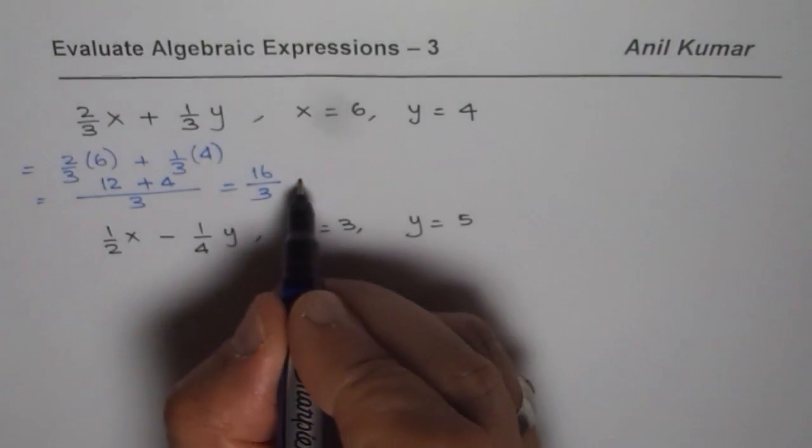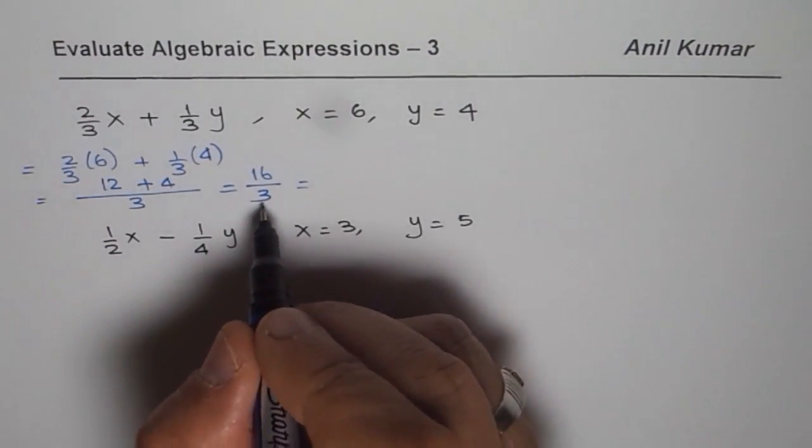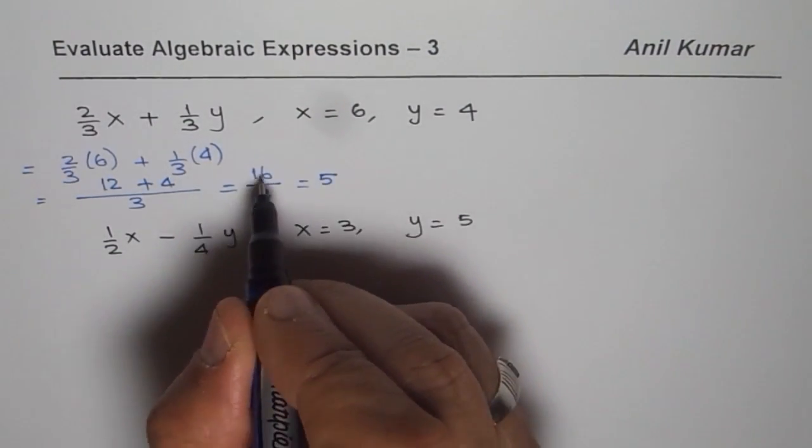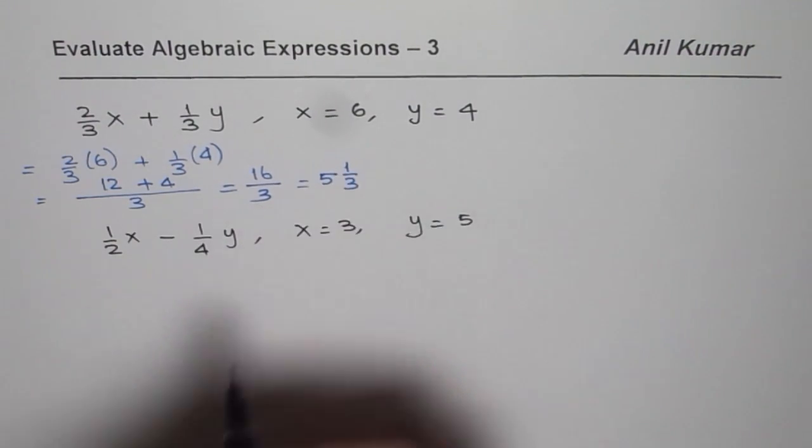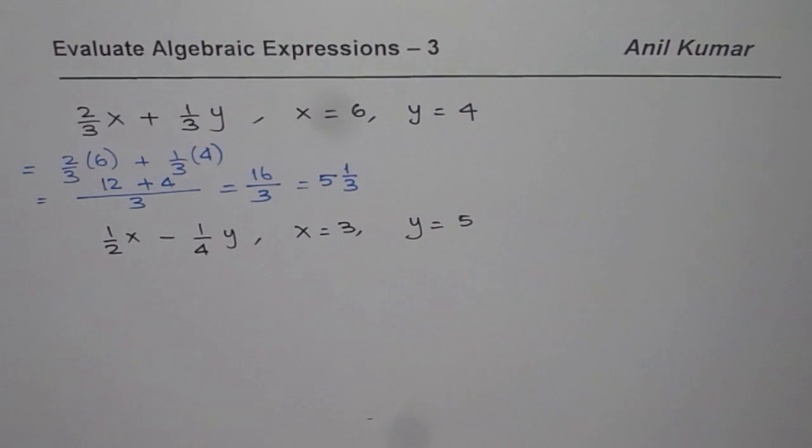You could write this as a mixed number. 3 goes 5 times in 15, remainder is 1, so 5 and 1 over 3. That could be one answer.